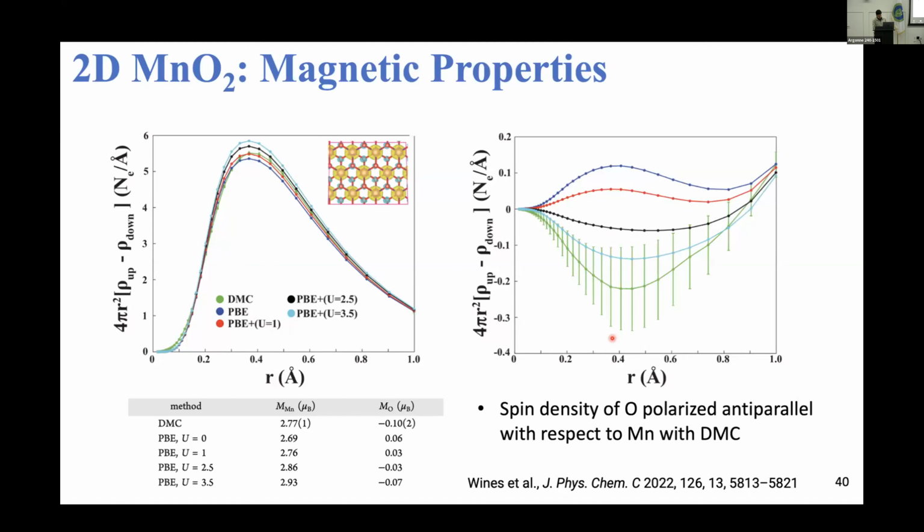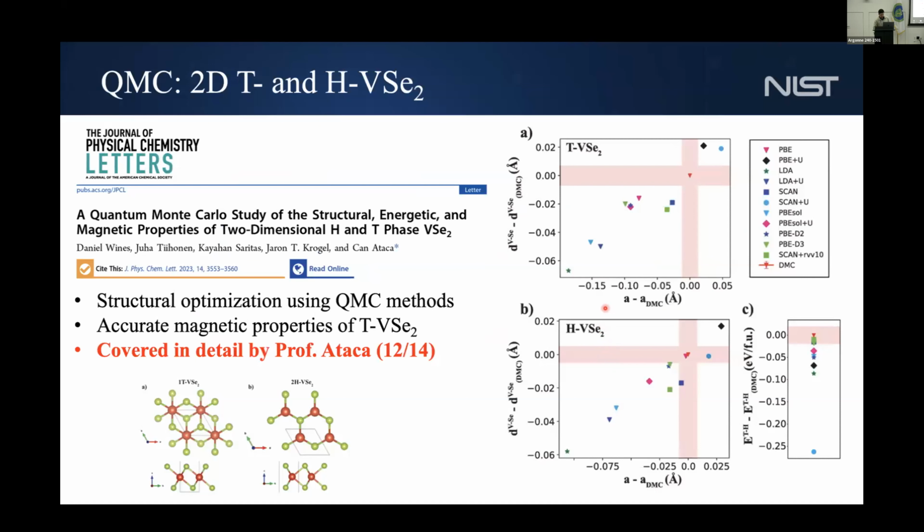Some really nice work that we did recently, earlier this year, in collaboration with Oak Ridge people like Juha, Kyan, and Jaren, where we looked at the properties of two-dimensional vanadium diselenide. Vanadium diselenide is a two-dimensional system that's been controversially predicted to be a room temperature ferromagnet on top of a substrate. We noticed that looking at the two different phases of vanadium diselenide, the structural parameters, the phase stability, and the magnetic properties are very intertwined.